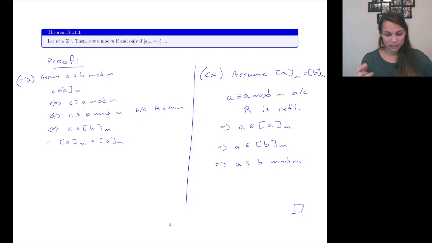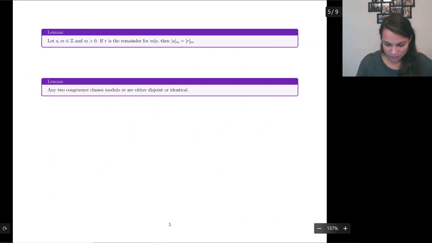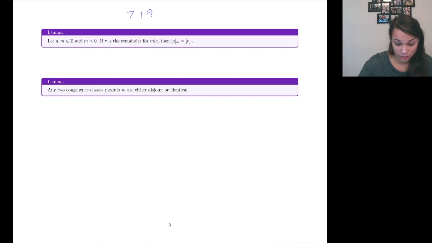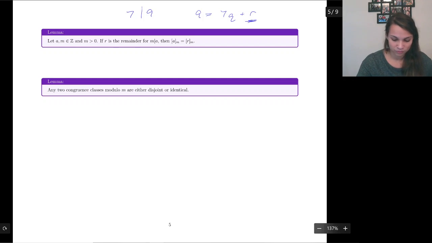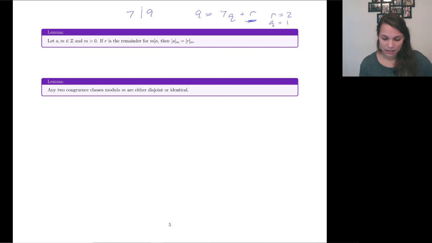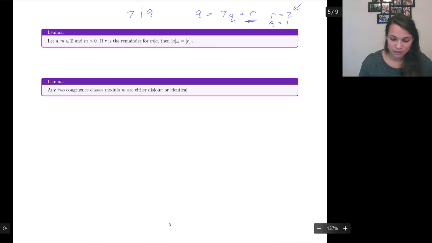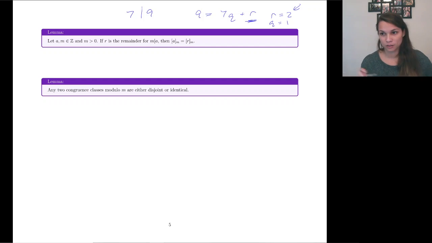Now we're going to use this to get a couple of cool lemmas. First lemma: I'm going to point out real fast that when 7 divides 9, it doesn't divide it perfectly. So we could use the division algorithm to write 9 equals 7 times q plus r, where r would be the remainder. In this case, r would be equal to 2 because q would equal 1. And the congruence class of 9 is going to be equal to the class of its remainder, 2. We already showed that on the previous page. We already listed out some elements, and we said, yes, these congruence classes are equal.